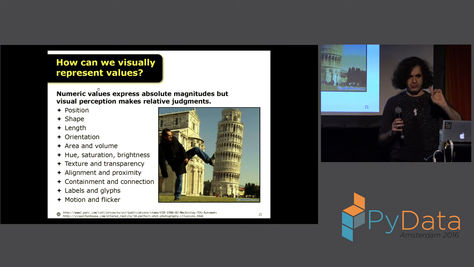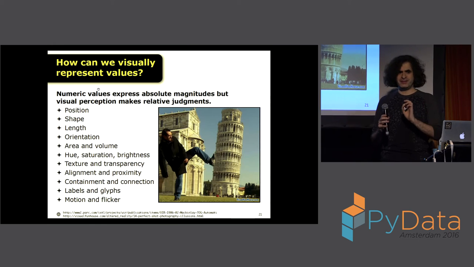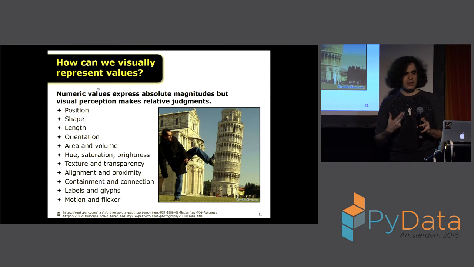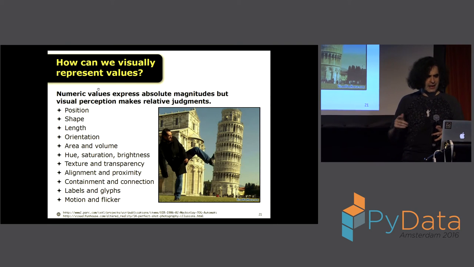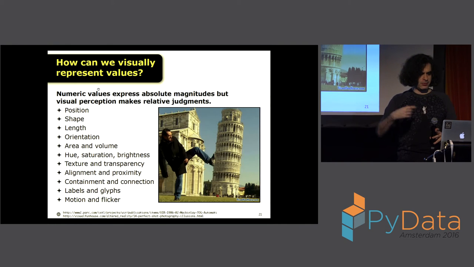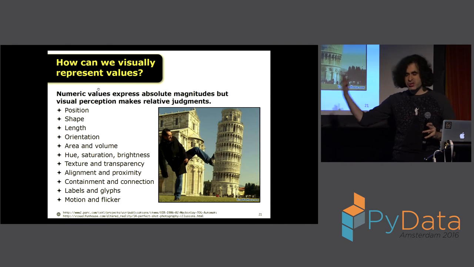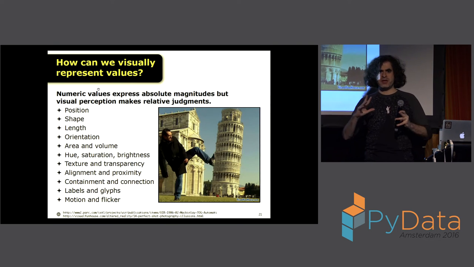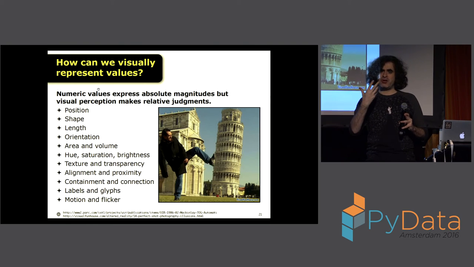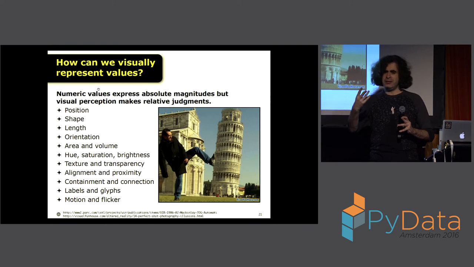But visual perception throughout the natural kingdom always makes relative judgments. We only see by comparison. And of course, we can compare many things. We can represent data through position, shape, length, orientation, area and volume, hue, saturation, brightness, texture and transparency, alignment and proximity, containment and connections, labels and glyphs, motion and flicker and sounds and electric shock. I don't know. But there are many, many perceptual qualities we can use, but they all have that innate nature that people will only make judgments of discrimination in comparison.